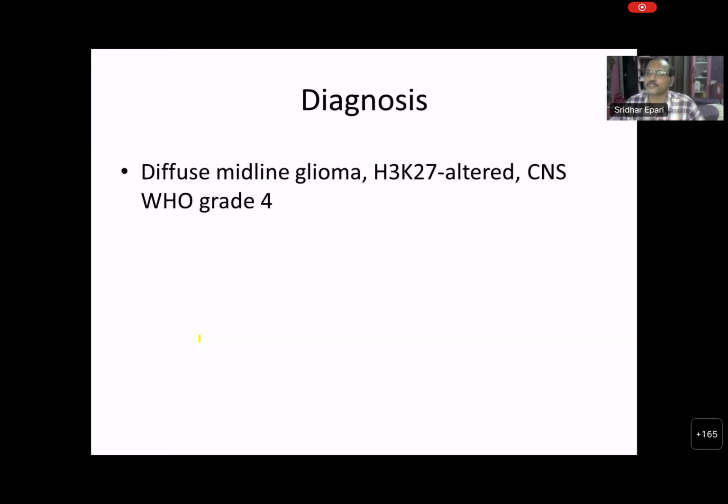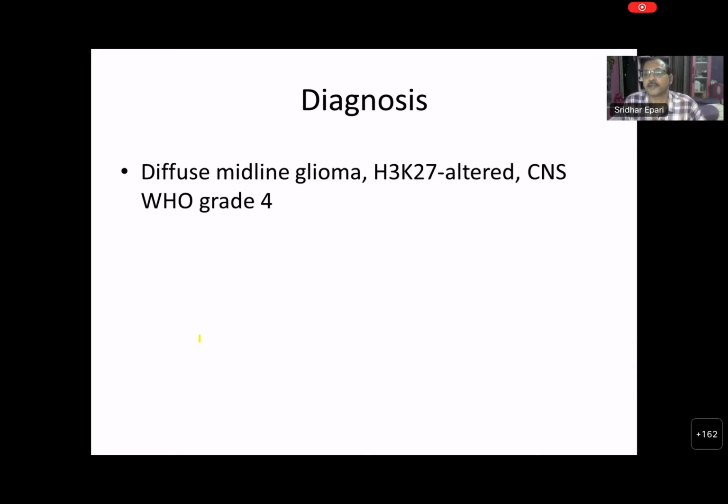The best way is to use a combination of H3K27ME3, which should be lost in mutant tumors, and the positive marker H3K27M. So H3K27M will be positive, that is mutant, with the loss of H3K27ME3. Both will help you say that it is showing 100% concordance with molecular sequencing. You don't have to subject it to any additional molecular marker to diagnose it. This is diffuse midline glioma, H3K27 altered, CNS.